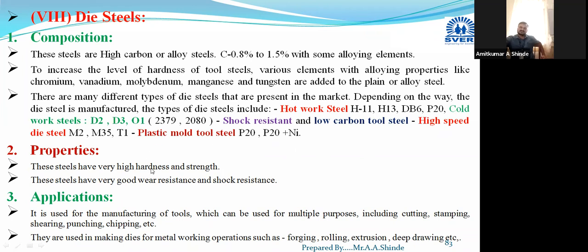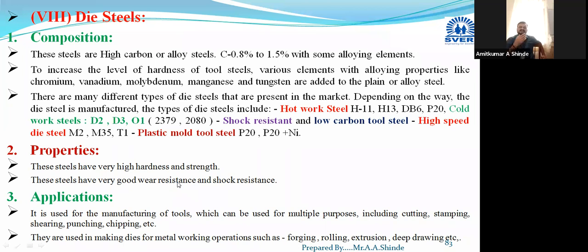Then related to its properties, we have already discussed the composition: it is a high carbon steel. Hence, you can say that it has very high strength and hardness. And other alloying elements like chromium, tungsten, vanadium are present. These alloying elements like chromium, vanadium, molybdenum, tungsten will form their respective carbides by combining with the carbon. And due to presence of these carbide particles, what will happen?